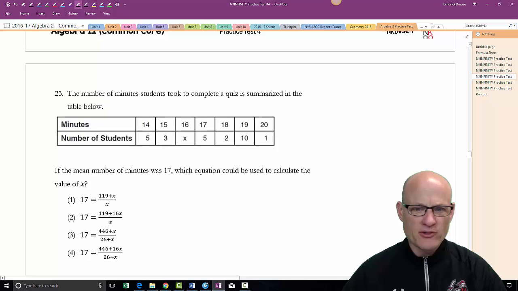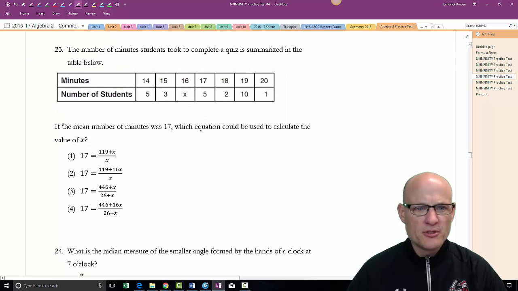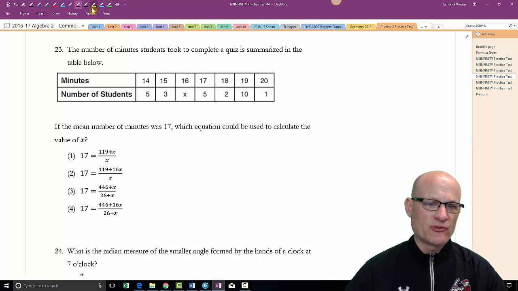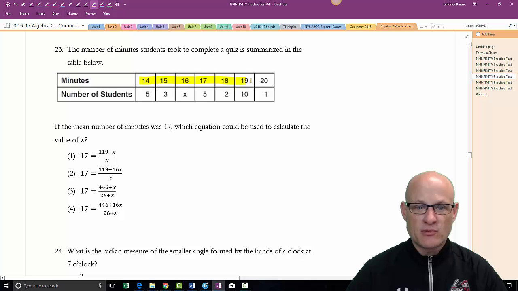The number of minutes took the quiz is summarized by this below. If the mean number was 17, so we want this to equal 17, which equation could be used to calculate the value of x? So one of the juvenile minds will say, oh, let's just add all these up. Well, if you add all these up, you get 119. But, sorry kids, those are not the right answers.